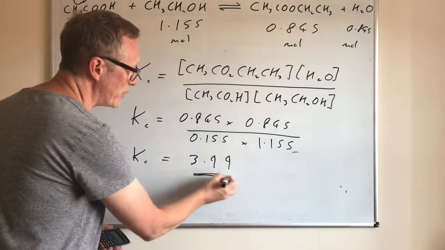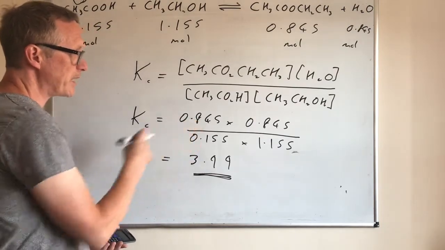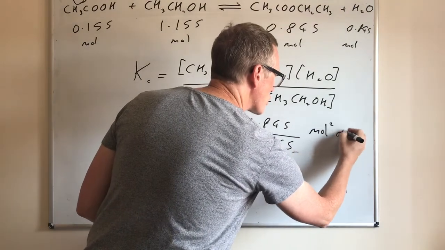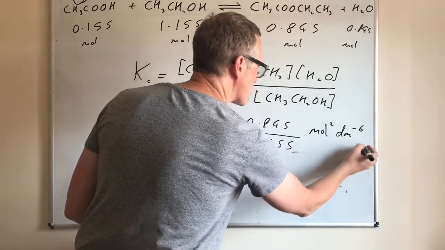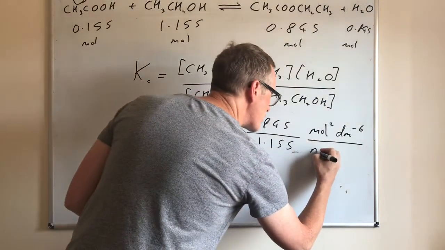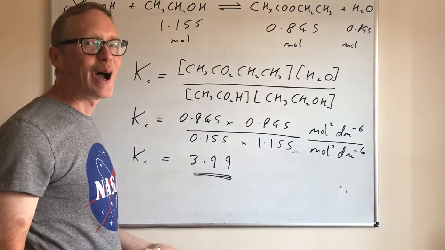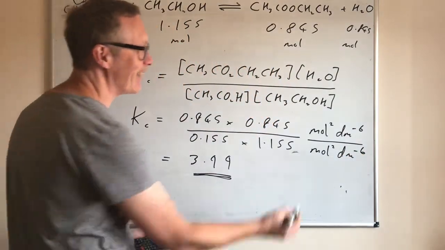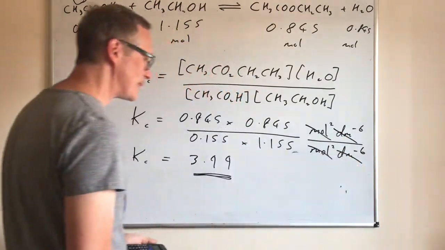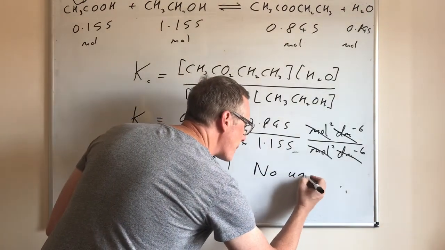So that's the value. What about the units? Moles per decimetre cubed times moles per decimetre cubed is moles squared dm to the minus 6. And it doesn't take a genius to work out, you're going to cancel out. And this number has no units. It is a unitless answer.